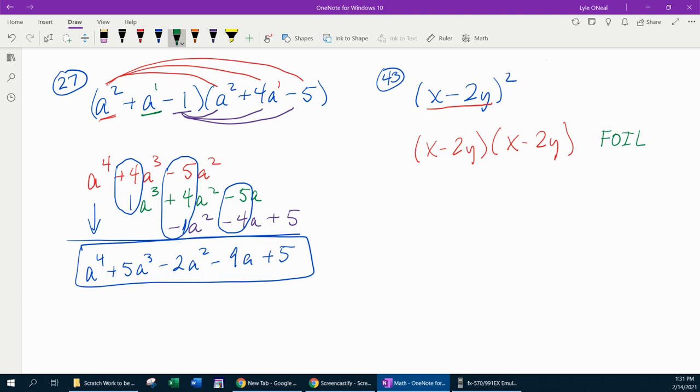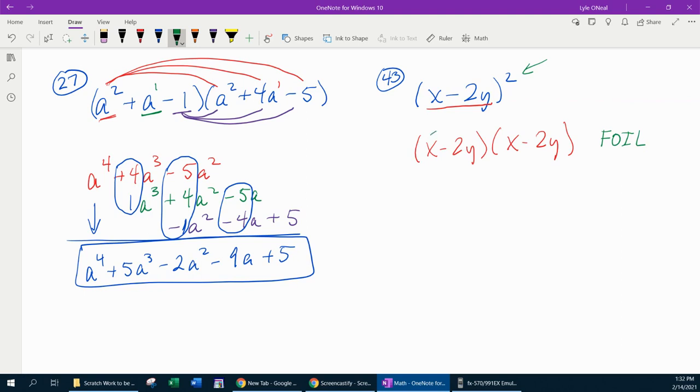So I did want to show this to let you know that sometimes you have polynomial multiplication even though it doesn't really look like it. And so you need to be able to recognize that. So we're going to practice the FOIL method one more time.